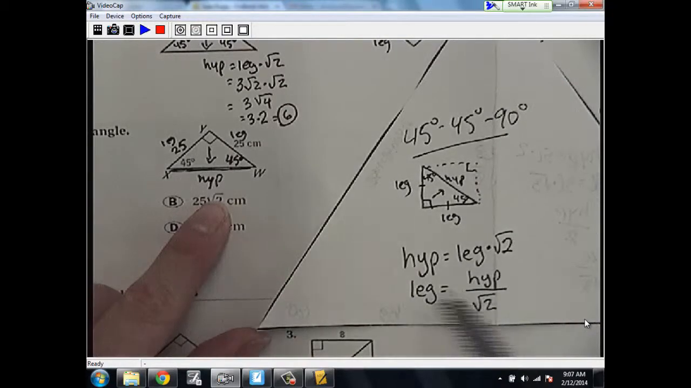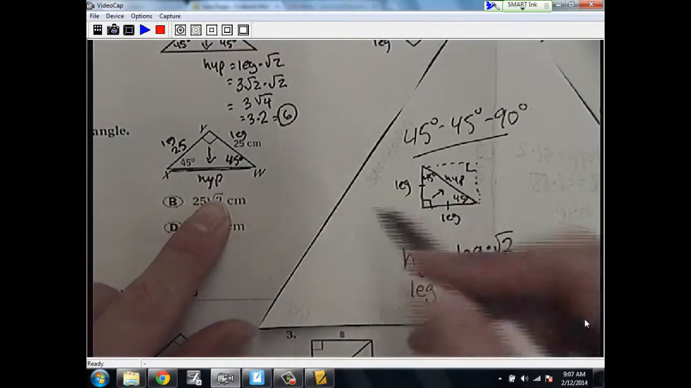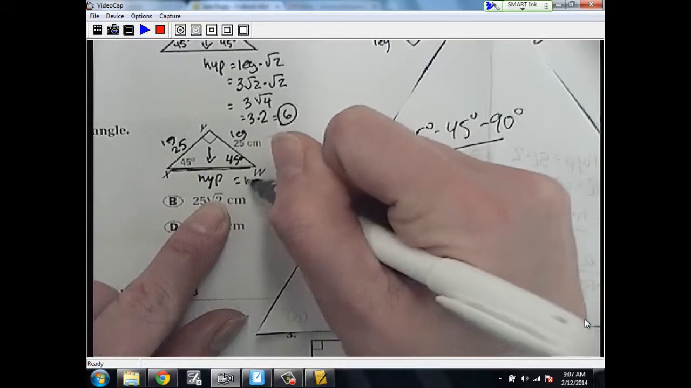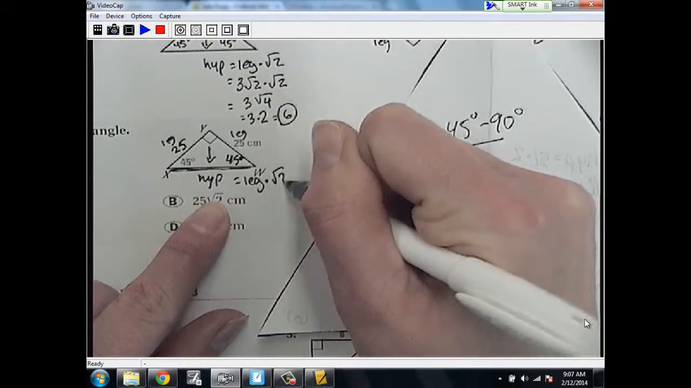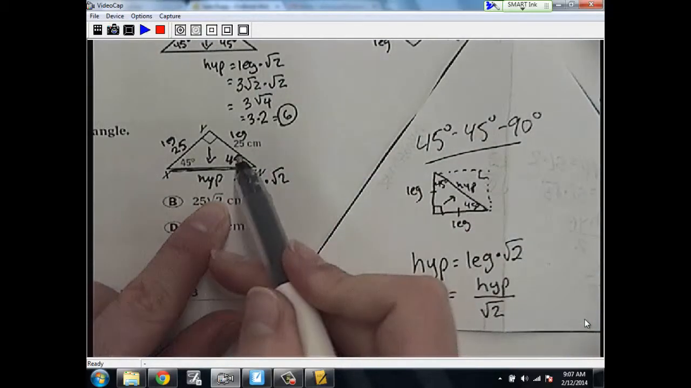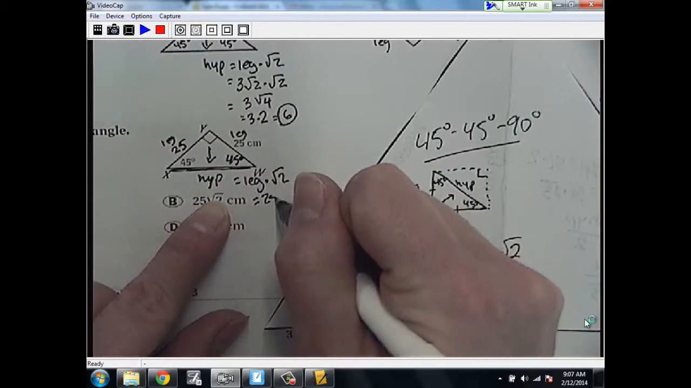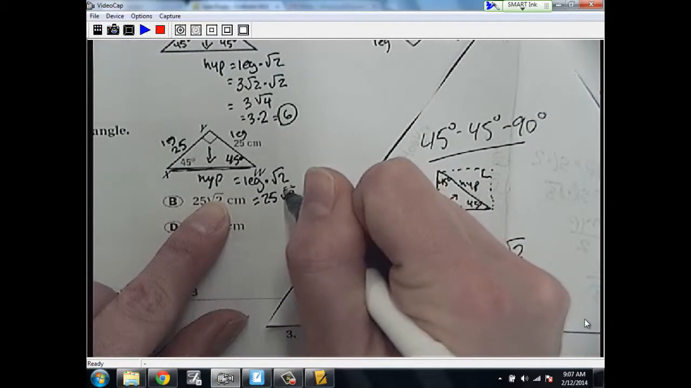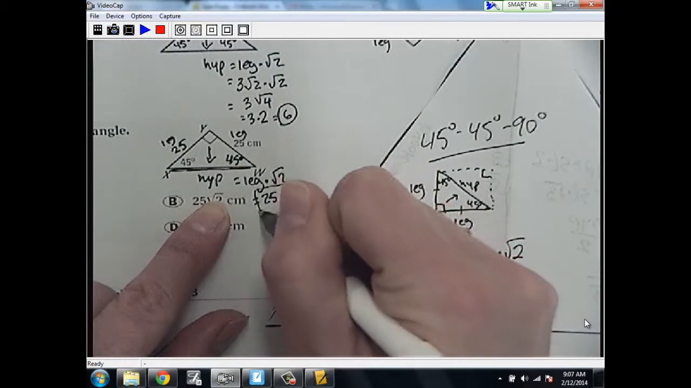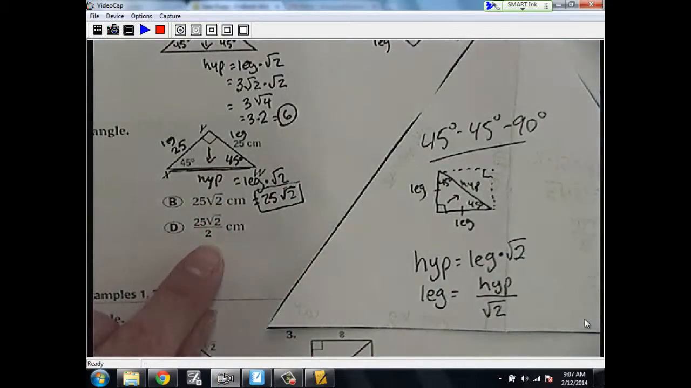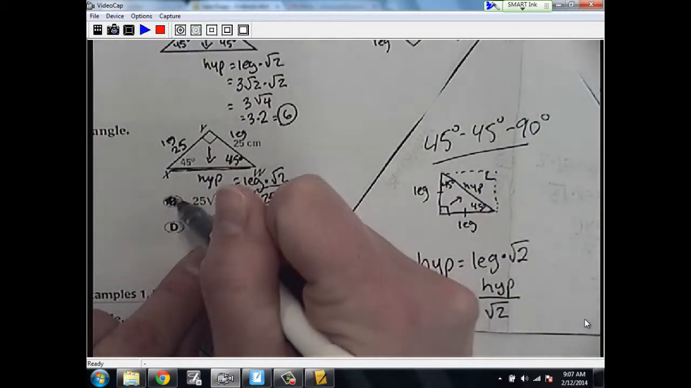How do we solve for hypotenuse? The rule says leg times the square root of 2. So my leg was 25 times the square root of 2. I have 25 square root of 2, and it should be right here, actually, letter B.